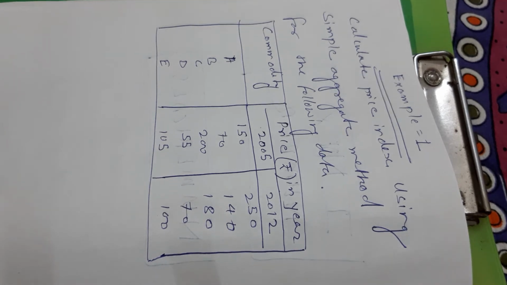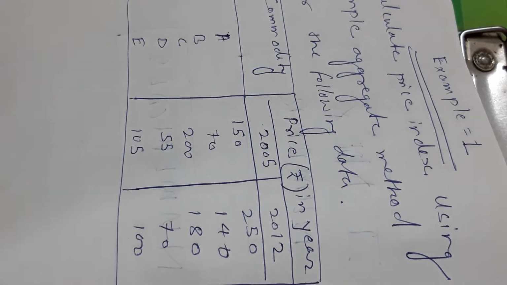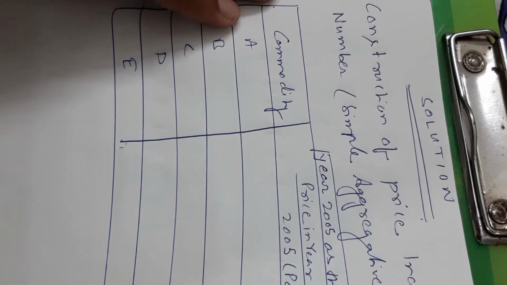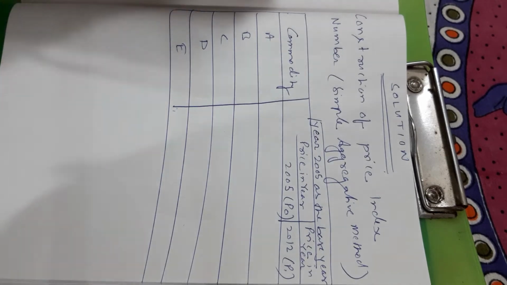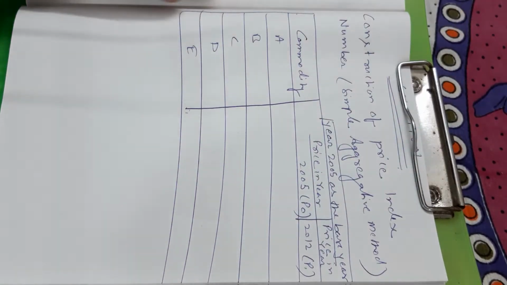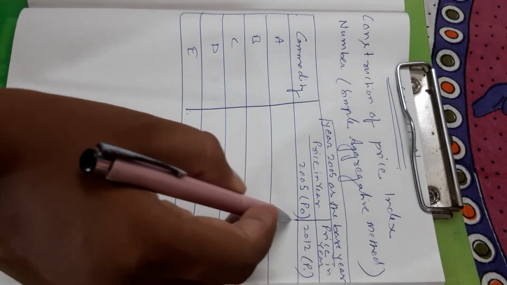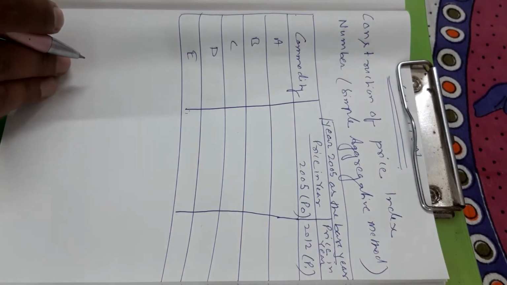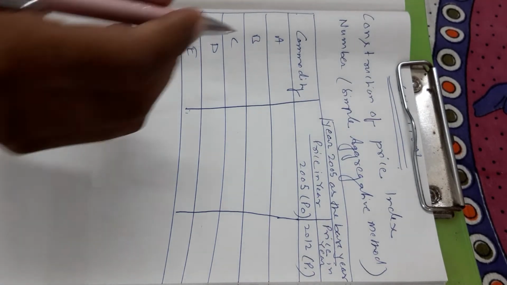I am going to discuss with the help of examples, with the help of my own experience, how you can solve this problem. Try to understand the concept. This is the solution. This is commodity A, B, C, D, E, and this is price for the year. The prices for the year are already given in the question, so don't confuse.